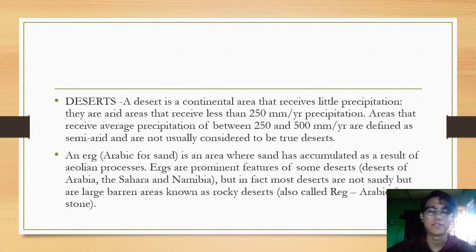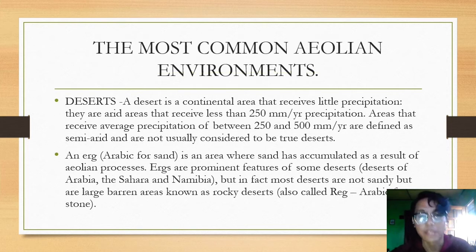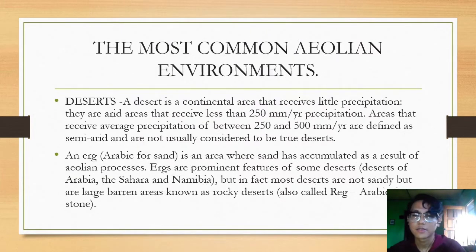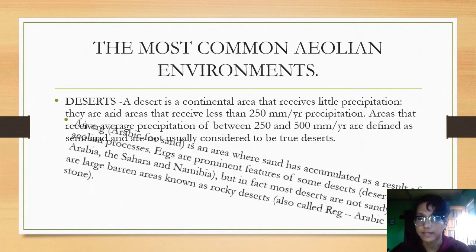Next, we're going to discuss the most common Aeolian terrains, the first one being deserts. A desert is a continental area that receives little precipitation. These are arid areas that receive less than 250 millimeters of precipitation per year, as we discussed before. Areas that receive average precipitation of between 250 and 500 millimeters per year are defined as semi-arid, because they are not usually considered to be true deserts.